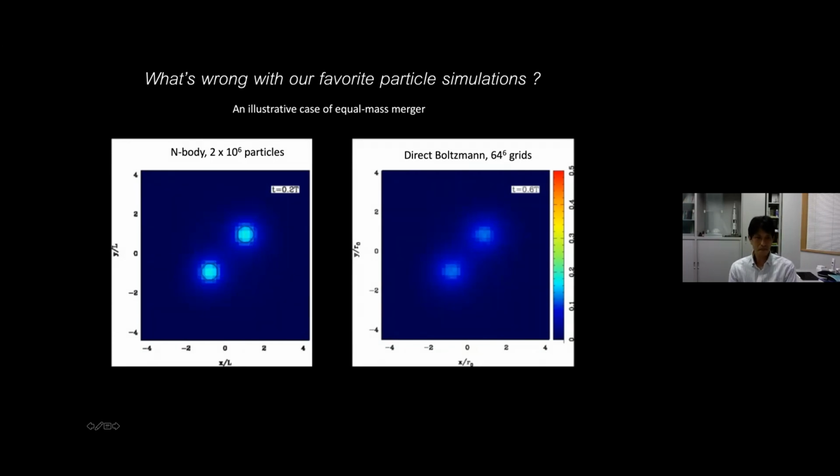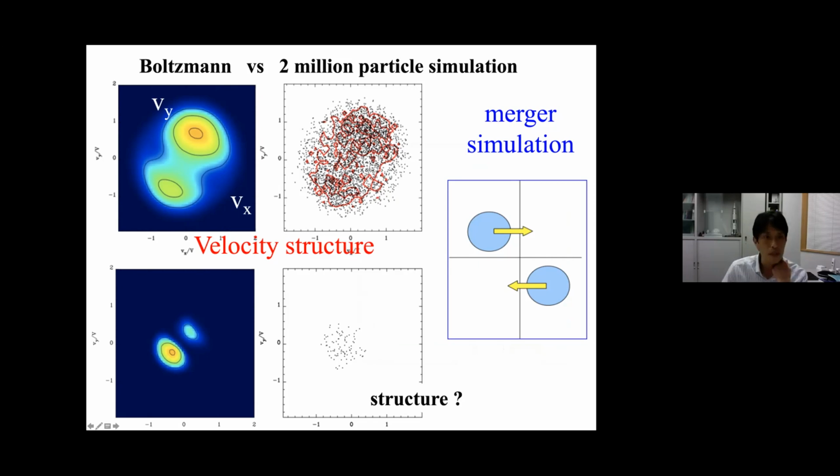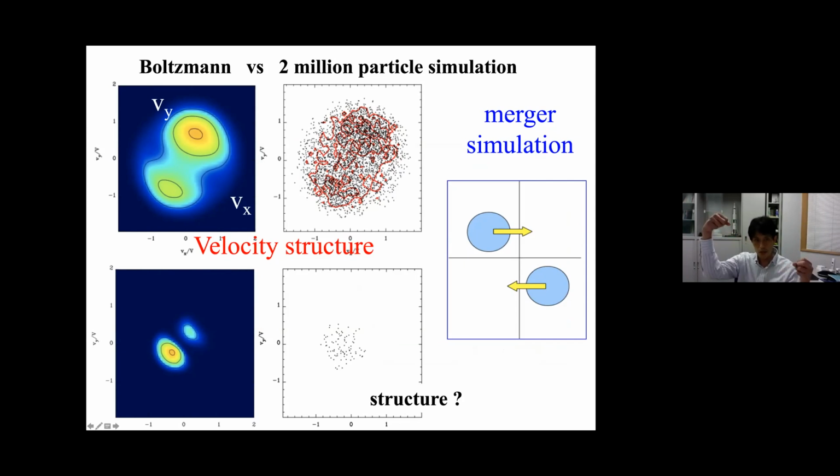Now, if I look at the velocity structure, this is very different. Instead of showing the X, Y, Z positions of particles, here I show the velocity structure at a given point, so Vx and Vy for this merger remnant. If we plot by our Boltzmann solver, we see 2 humps, because this was an equal mass merger, so each body had a diagonal velocity vector. If we do the same thing with the 2 million particle simulation, we just see this particle distribution. Again, this is the velocity distribution, not the spatial positions. Even if we smooth it, we can barely see these 2 slight humps.